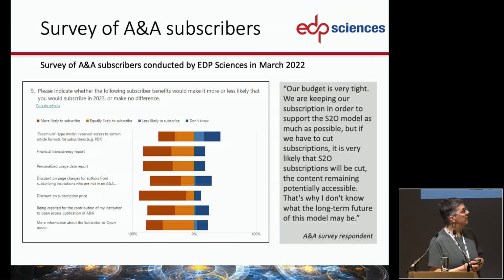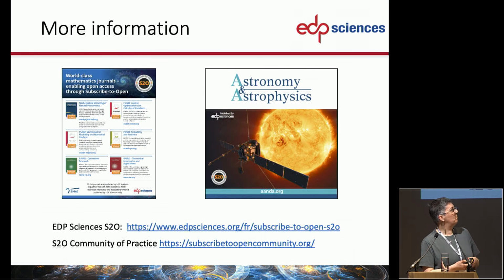And these are the results, but the message was quite mixed. A lot of institutions said that they're supporting the model now, but they don't know if they will, if they have to cut costs and so on. They may have to cut the costs for these types of journals that may or may not be in open access. So this is where the question mark comes in for the future.